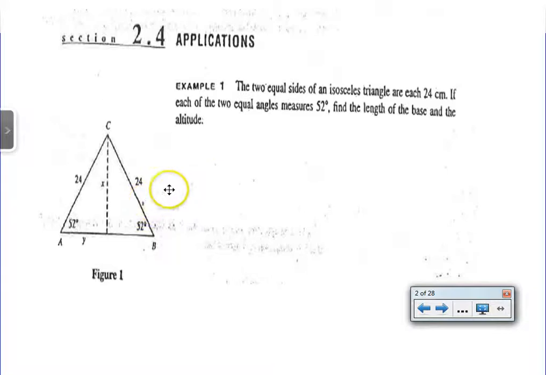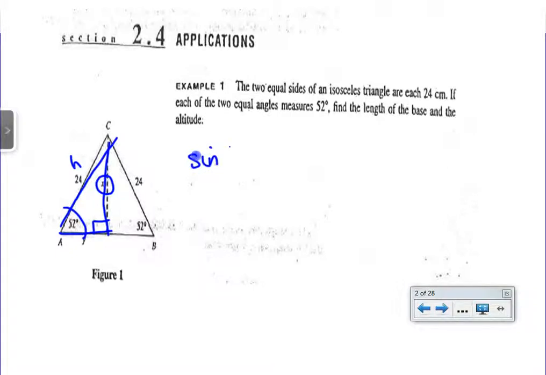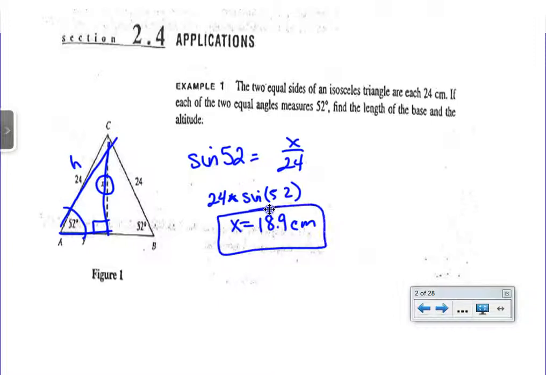So when I look at just this triangle right here, lovely. Here's my angle of reference. In order to calculate the value of x, I could use the sine function because I would have x as the opposite and 24 is the hypotenuse. So we could set up the sine of 52 equals x over 24. On your calculator, make sure it's in degree mode. You're going to do 24 times the sine of 52. And when you calculate that, you get 18.9 centimeters. So there's the altitude of our triangle.